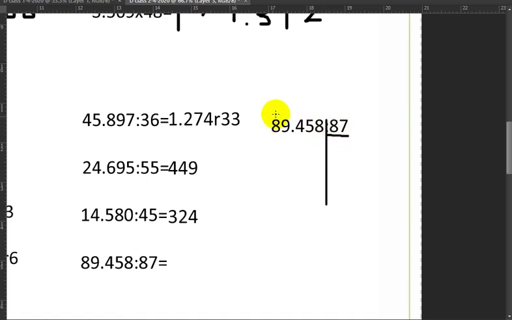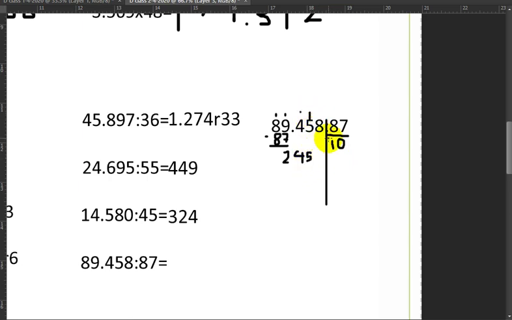Does 87 fit into 89? Yes, actually, it does. It fits once. 1 times 87 makes 87. If I do the subtraction, I'm going to get 2. I'm going to pull down the 4. Does 87 fit into 24? No. So I'm going to write 0. Pull down the next digit, so the 5.